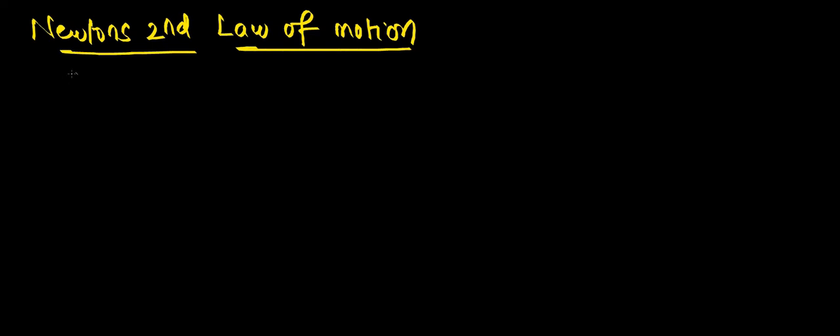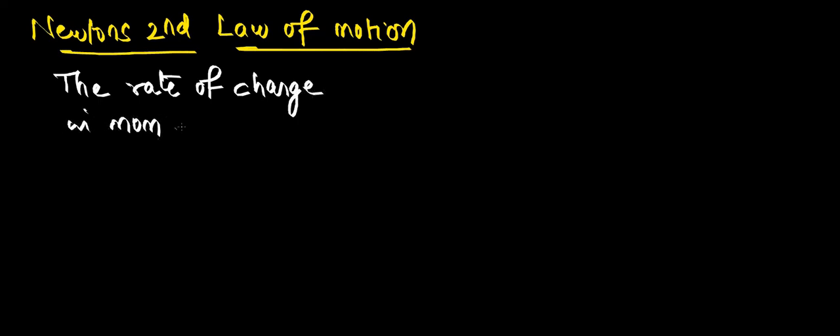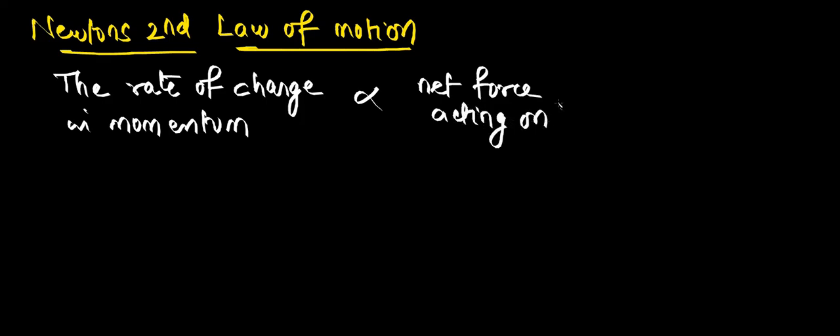The statement is: the rate of change in momentum is directly proportional to the net force acting on the body. What do you mean by net force? Total force. You have to consider the total force. Suppose on the body two forces are acting, one in the forward direction, the other in the backward direction. Then you have to take the subtraction of them. Okay, net force acting on the body.